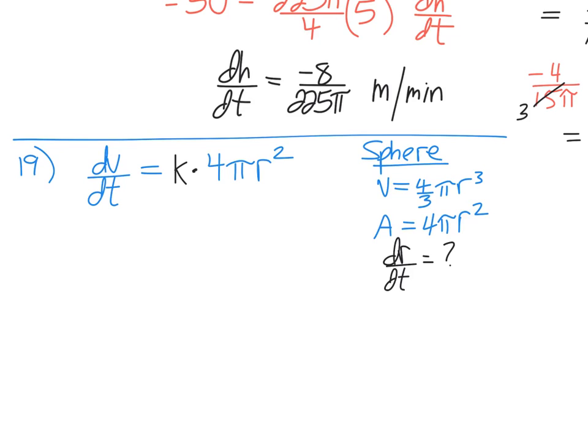Now I look at this model right here, and if I'm going to get a dr dt out of this, that's fine. On the right-hand side, I'll be good to go because I don't have any other variables. But on the left-hand side, I have a dv dt. Not at all what I want. However, I can come up with a relationship for that by taking the derivative of my volume function with respect to time, because that'll give me a relationship in terms of dr dt. So dv dt would be equal to 4 pi r squared dr dt.